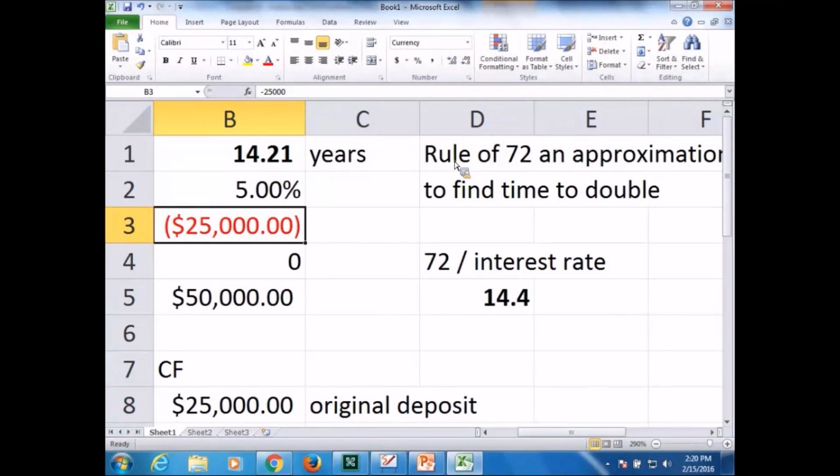All right, so that's the rule of 72. At times I add problems that say use the rule of 72. Some say use the actual. If it doesn't say anything, you just use the actual number.